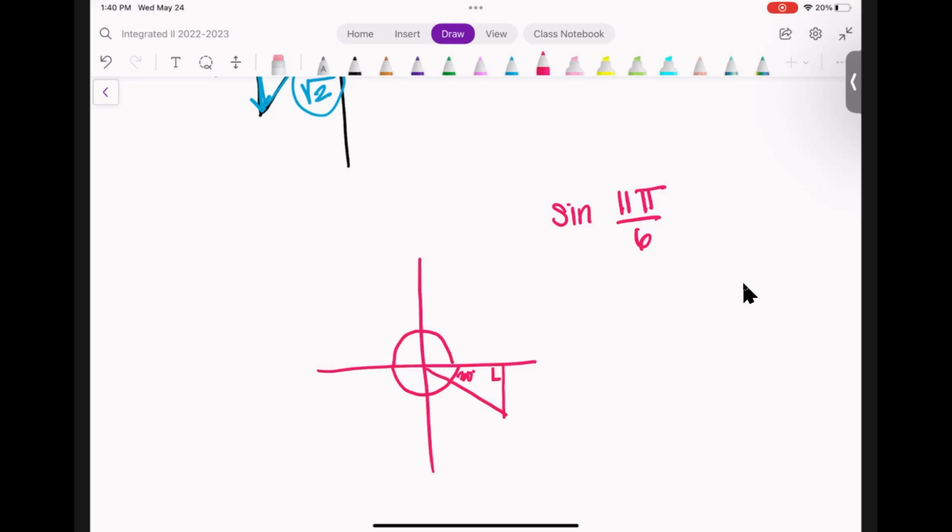Because this is a 30, 60, 90 triangle, the side that's opposite of 30 is your one side. And then this is 2 because your hypotenuse is always 2. And then this is root 3. Then check your signs. To get to this point right here, you went right. Is right positive or negative? Yeah, good. It's positive. Very good.